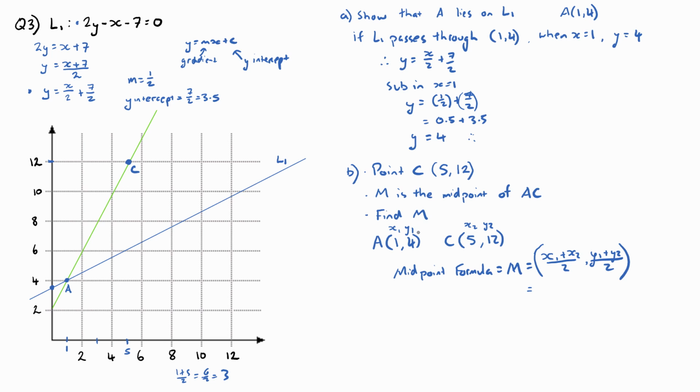So this will be x1 is 1, x2 is 5, y1 is 4, plus y2 is 12 over 2, and that is equal to 6 on 2 and 16 on 2. So our coordinates are 3, 8. So if I was to now go and plot that, 3 and 8 is right there, and this is our midpoint M. Actually, I'll just write that on this side. Okay, that is the answer to part B, question 3.